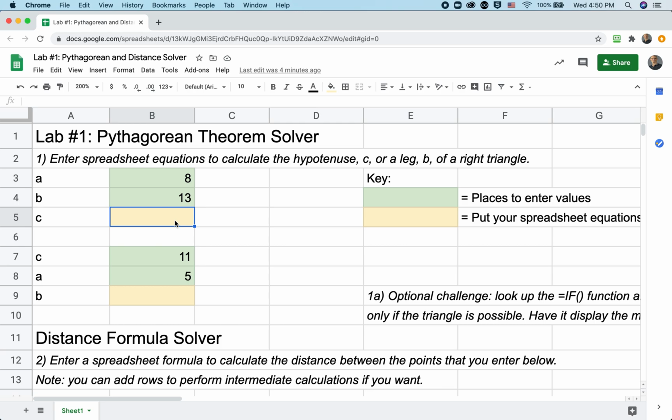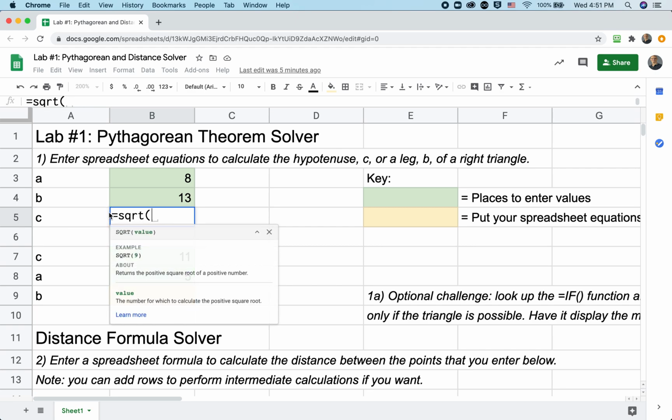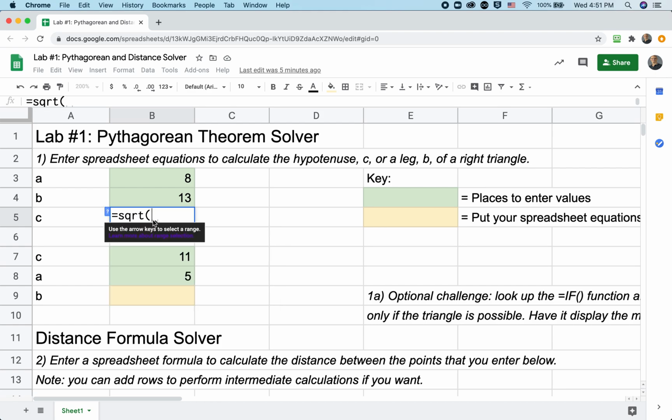So in this cell, we're going to start by typing an equal sign. That's how you start every formula in a spreadsheet. Now there's no square root symbol here on our keyboard, so we're going to have to use what's called a function, and the function is called square root, sqrt. So type that in and type an open parenthesis. By the way, there's a little sign there which will show you how to use a particular function. This one's pretty straightforward, so we're just going to find the square root of 8 squared plus 13 squared.